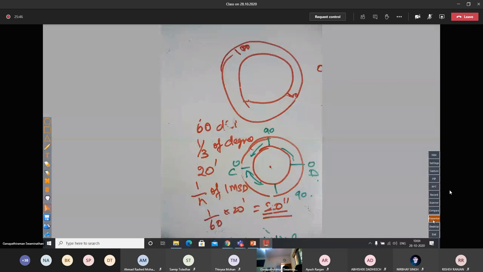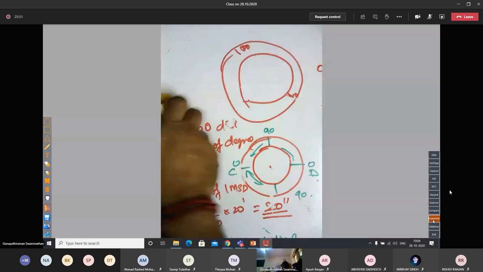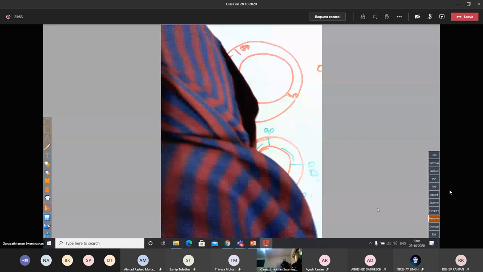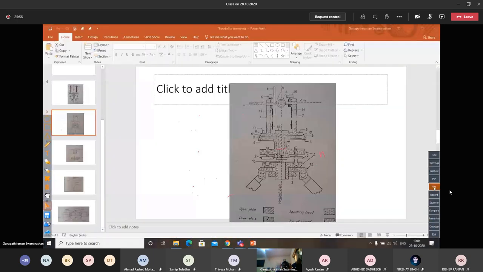The book may not give you this description unless you follow this. This is your telescope. When the telescope comes this way, this is what is called 90. When it is perfectly horizontal, you can read the vertical scale and you will have a 0.